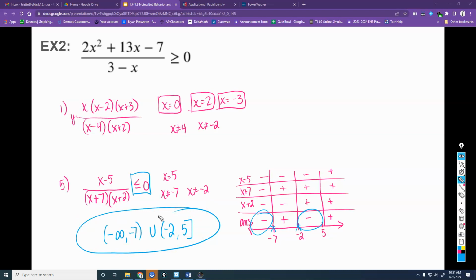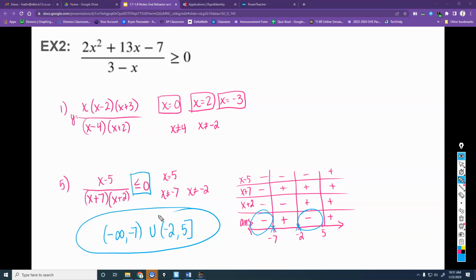Okay. Here are the answers to these. So let's check and see how we're doing. Number 1, you should get 0, 2, and negative 3. Those are your answers. The 4 and the negative 2 are your excluded values. They don't conflict with any of your answers. You need to consider them, because if you had an x cannot equal 2, you'd have to throw an answer out. But 0, 2, and negative 3 are the answers.